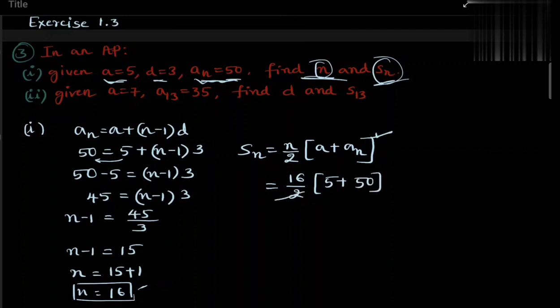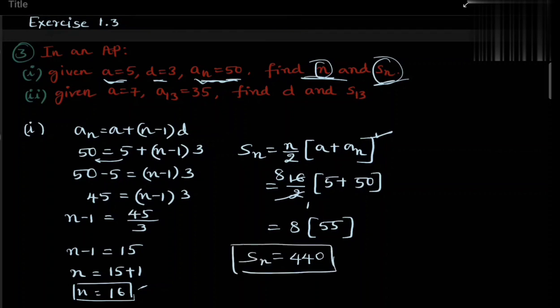So again here 2 ones are 2, 2 8s are 16. So 8 into 50 plus 5 means 55. So 8 into 55, it will become 440. So therefore the sum of n terms of an AP, that is Sn, is equal to 440 for first one. So this is how we calculate the number of terms and sum of n terms.